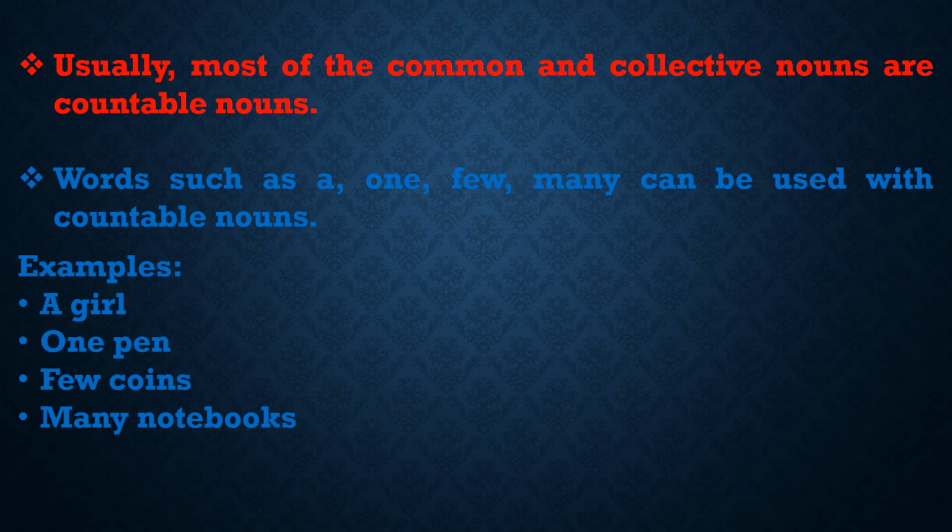Otherwise, we will use much if we are unable to count them. Okay. Few coins. If we are unable to count them, we will use little. Okay. So with countable nouns, we can use a, one, few or many over here. Now next we will learn about the uncountable nouns.